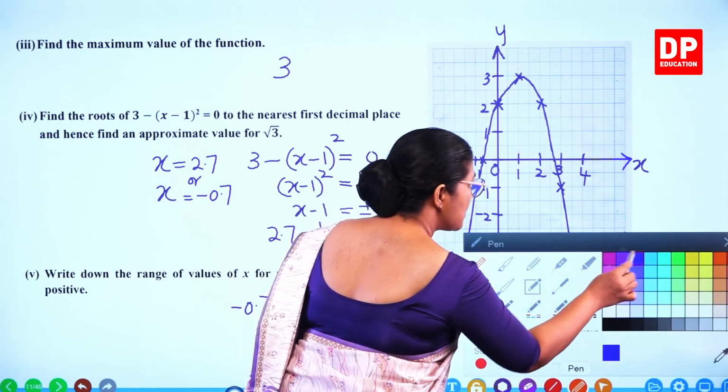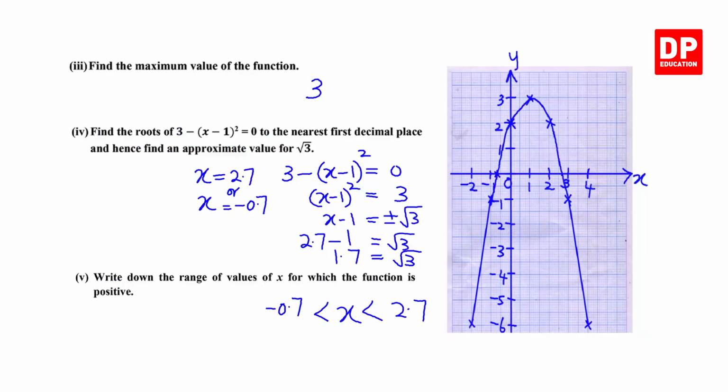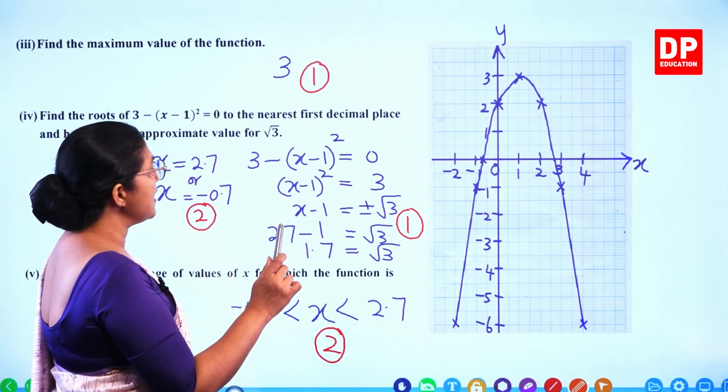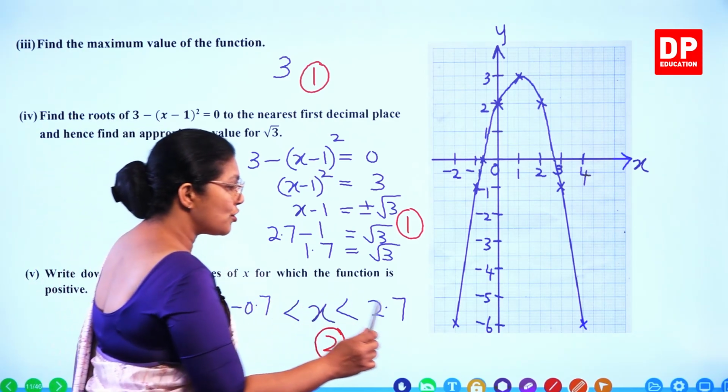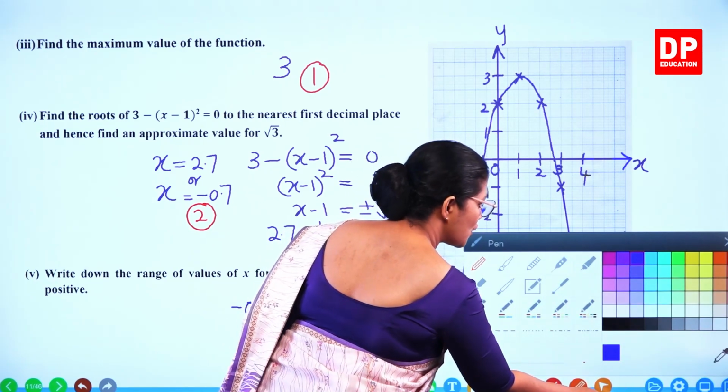So how many marks for this part? So in this part, you are getting 1 mark to write down the maximum value. And then 2 marks to find out the roots. And then taking the positive value, that's 1 mark. And here writing down the inequality, you get 2 marks. So altogether 2, 3, 4, 5, 6, and then we gave 4 marks for the previous 2 parts. So altogether we gave 10 marks for this question.